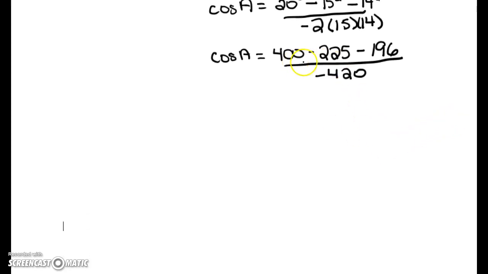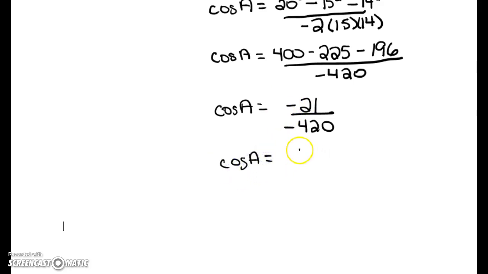From there, we need to keep simplifying our numerator. And so all we have to do is just subtract each of those numbers. So we have 400 minus 225 minus 196. So you can either put that in your calculator or try that out in your head. And what we should have is negative 21 over negative 420. We can even go one step further and apply that a negative divided by a negative becomes a positive value. So you have cosine of A is equal to 21 over 420.